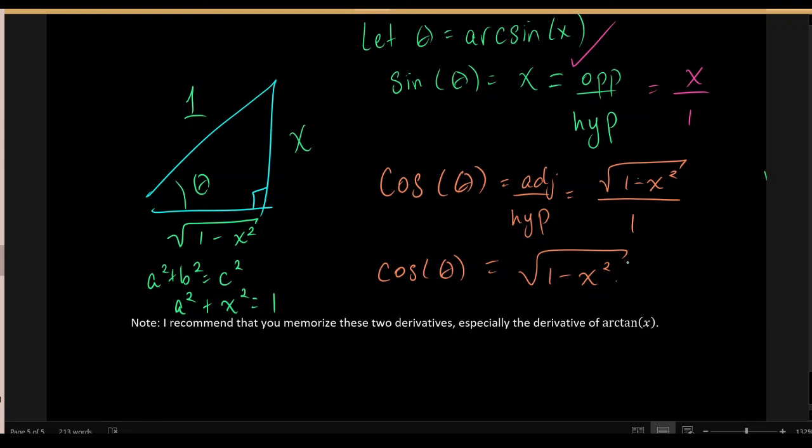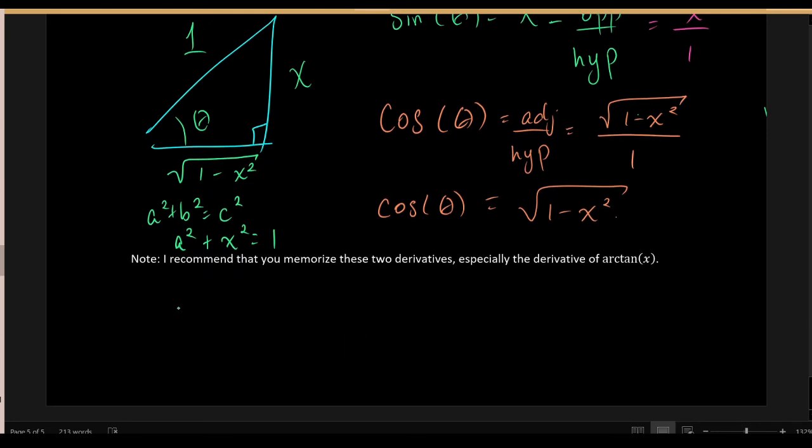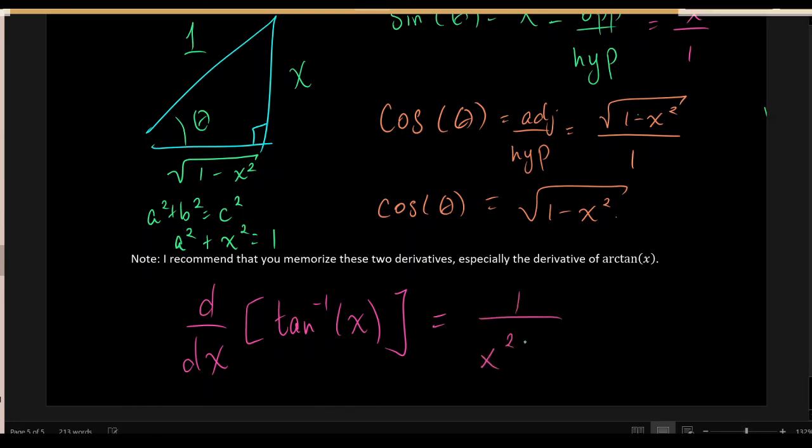Now, of the two derivatives that we just calculated, I think it actually is worthwhile to memorize the derivative of arctan at a minimum. This is a derivative which comes up all the time. So if you're planning to take any math courses after this, it is something you really want to know in your heart, that the derivative of inverse tangent is 1 over x squared plus 1. You want to be able to recognize this on sight.